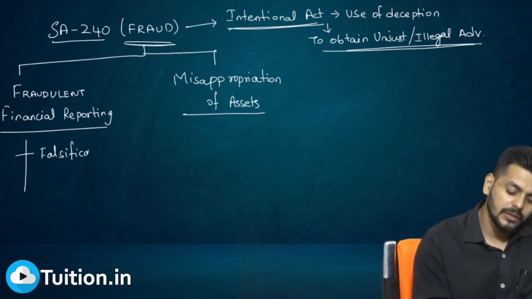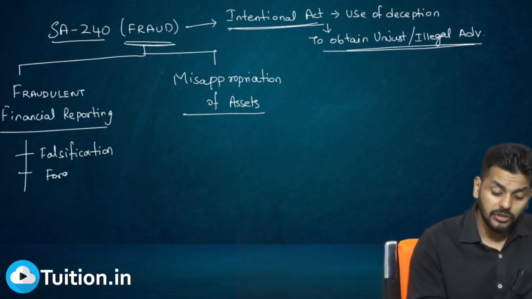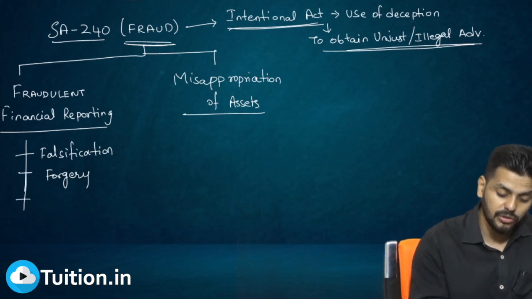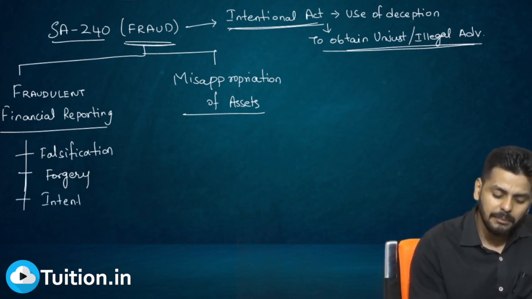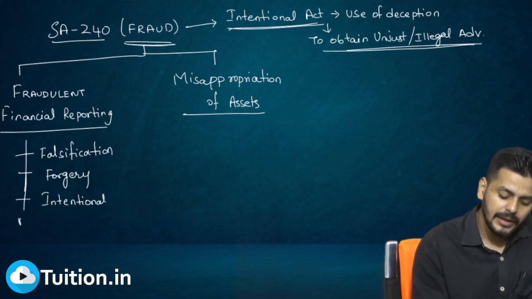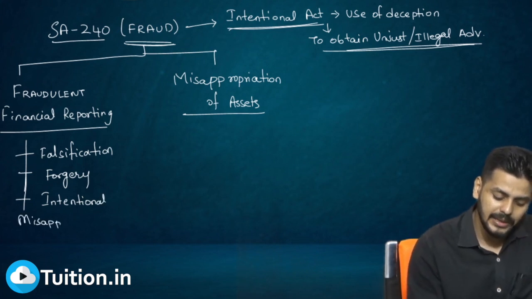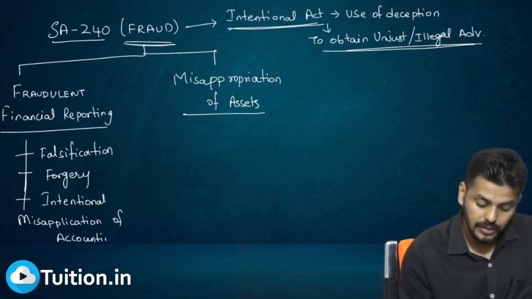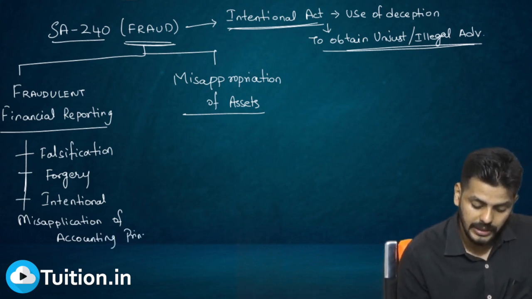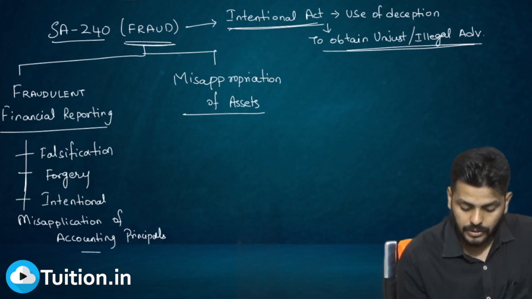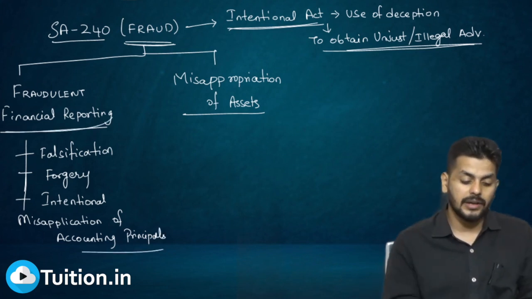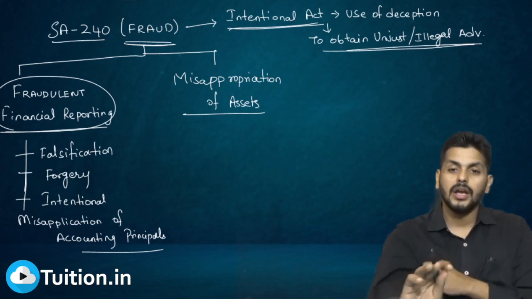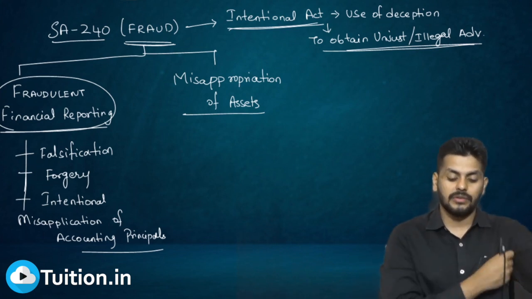Falsification of documents, you're talking about falsifying some documents, or forgery, changing something so it is not true. Forgery. And then intentional misapplication of accounting principles. Intentional misapplication of accounting principles. These are all some of the points that you need to try and understand. It's about fraudulent financial reporting, falsification, forgery and intentional misapplication of principles.